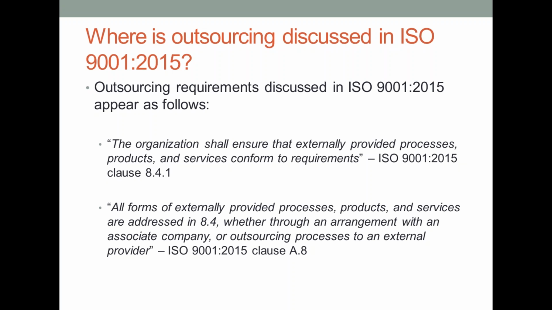All forms of externally provided processes, products, and services are addressed in 8.4, whether through an arrangement with an associate company or outsourcing processes to an external provider. So again, there's that tie-in, associate company. Just because it's provided by your parent company, your sister company, it still falls under section 8.4.